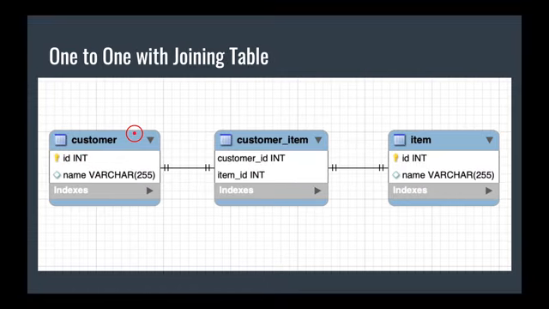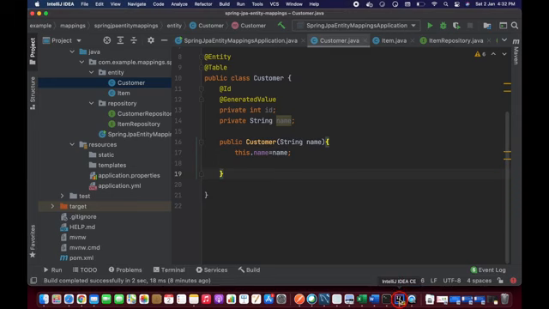Coming to one-to-one with a join table, it will create one more table, customer_item, which will have both tables' foreign keys. I'm going to explain these 3 examples here, so let me open my IDE.